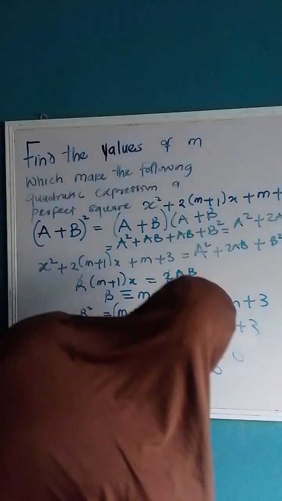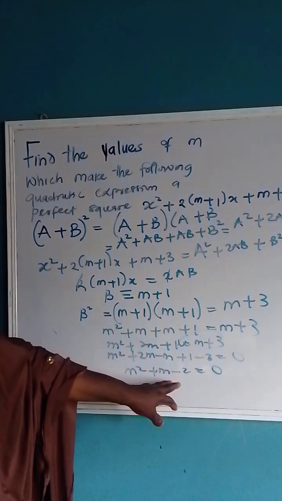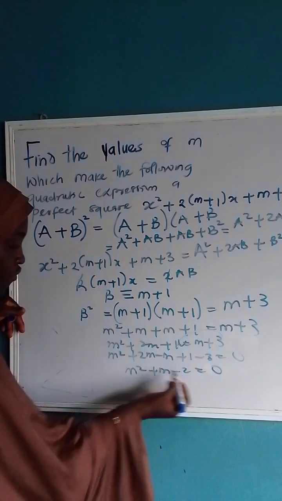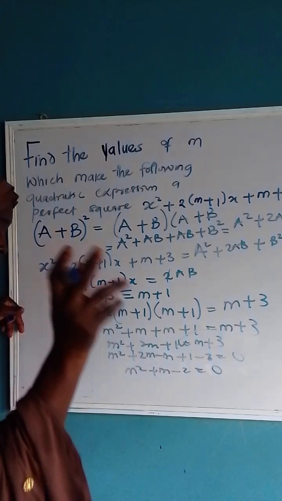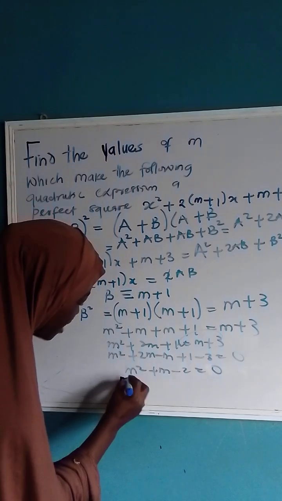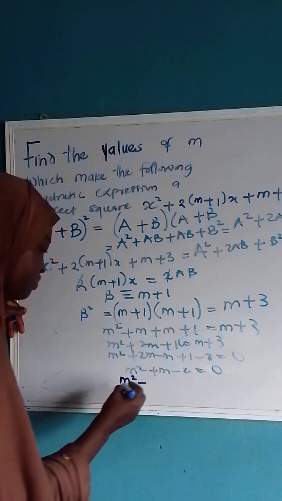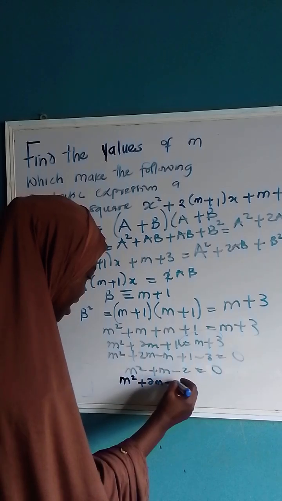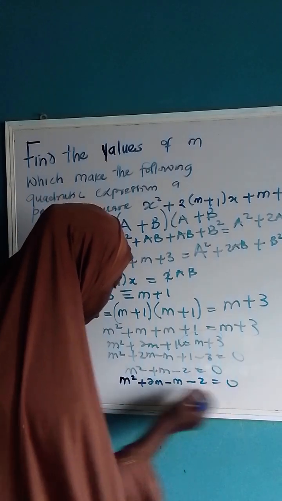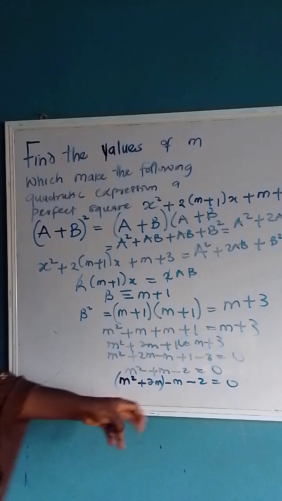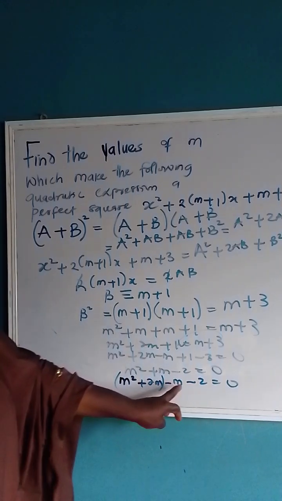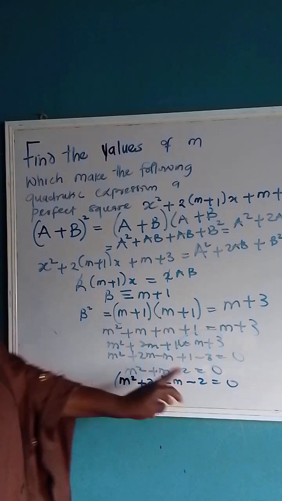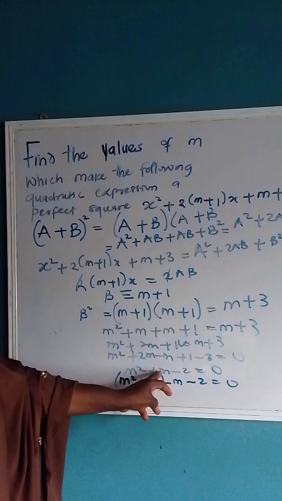So we are going to factorize this quadratic equation. We are going to look for two numbers that if you multiply give us minus 2, and if you add give us plus 1. So we are going to have n squared plus 2n minus n minus 2 is equal to 0. I choose plus 2n minus n. The reason is that the coefficient of 2n, which is 2, times the coefficient of minus n, if you multiply it gives you minus 2, but if you add it together it will give you plus 1.